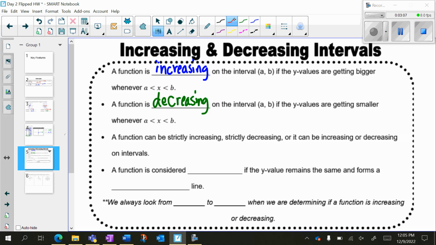A function is considered constant if the y value remains the same and forms a horizontal line. In order to find increasing and decreasing intervals, it's important that we look from left to right when we are determining if a function is increasing or decreasing.